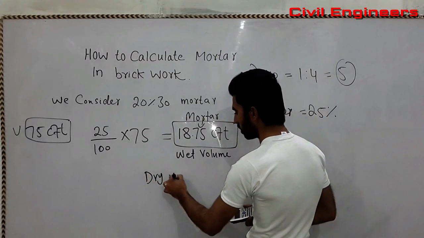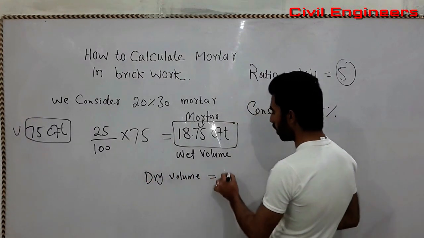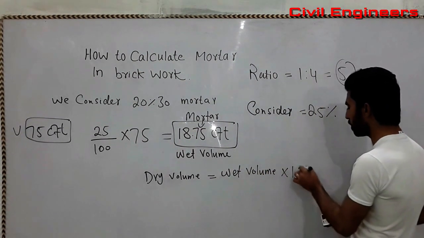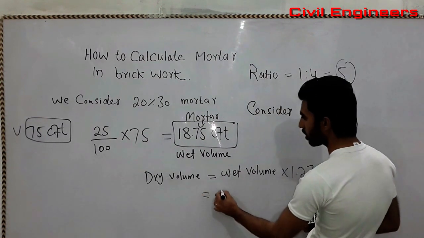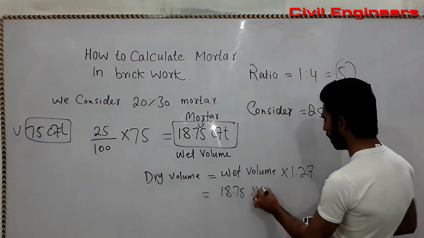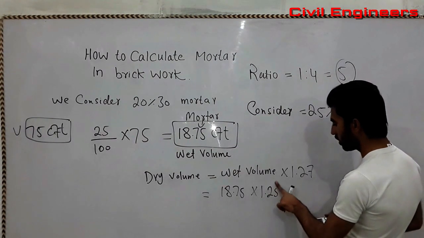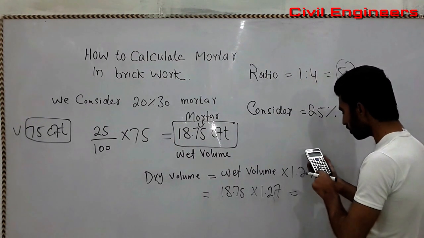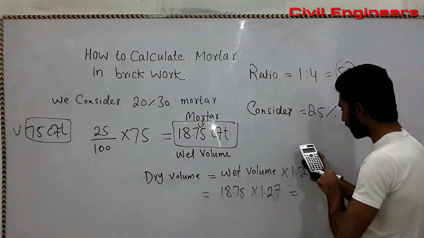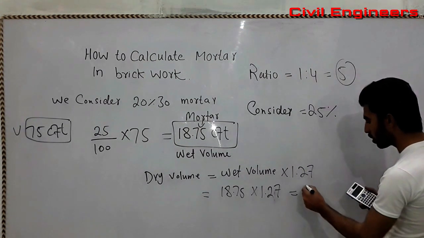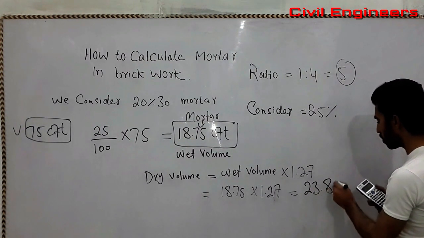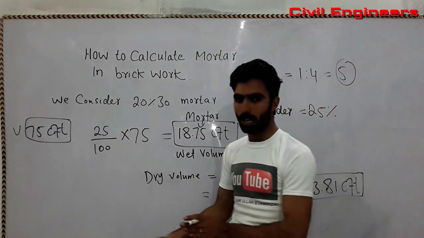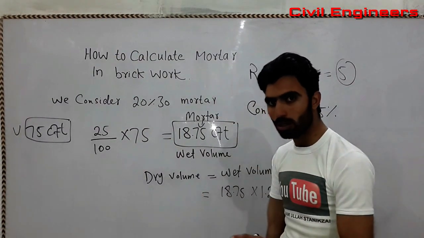Dry volume is equal to wet volume multiply 1.27. Wet volume is 18.75 multiply 1.27, it will give us 23.81 cubic feet. But this is the dry volume, because we don't use the wet material, we use dry material. Therefore, I want to convert this.